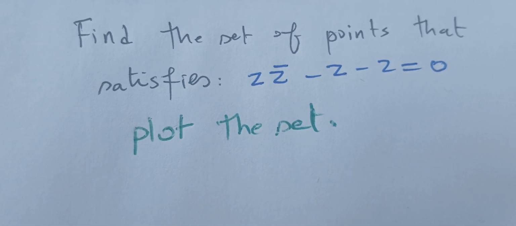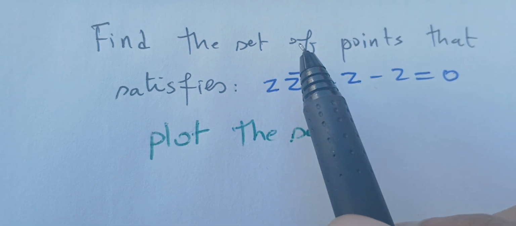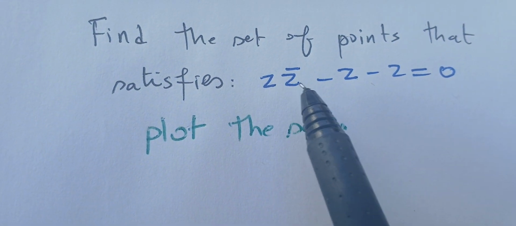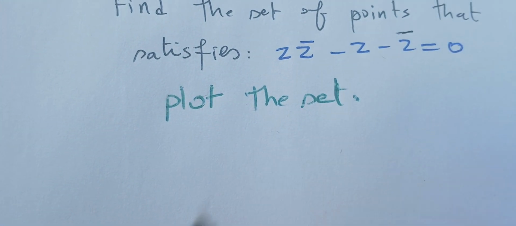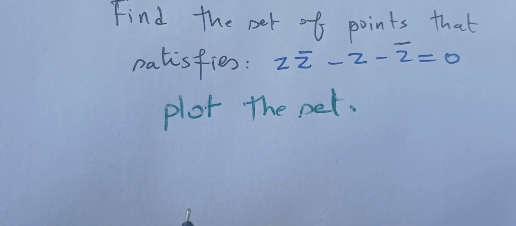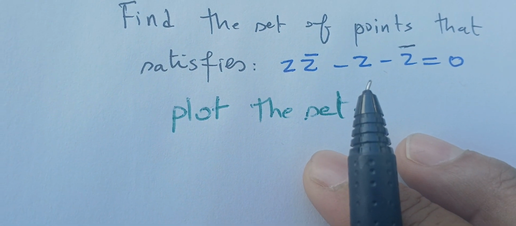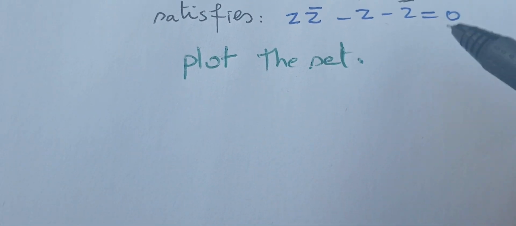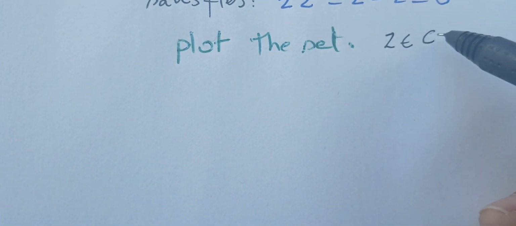Welcome back again. In this video, we're going to try to find the set of points that satisfies z times z bar minus z bar equals 0. We're going to plot the set. Here, we know that z is a complex number, so z is in C.